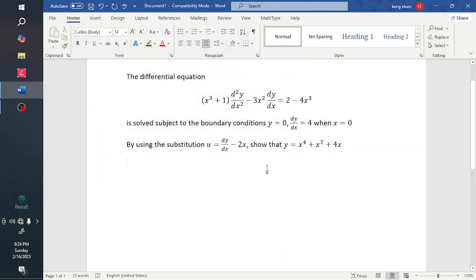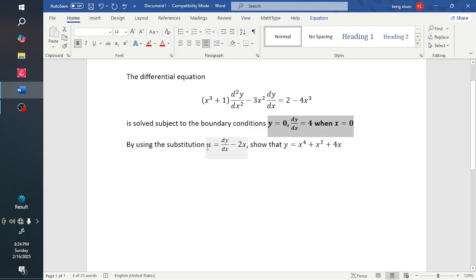Hello guys, so we have a question here on differential equations. The question reads: the differential equation (x cubed plus 1) d squared y on dx squared minus 3x squared dy by dx equal to 2 minus 4x cubed is solved subject to the boundary conditions y equal to 0, dy/dx equal to 4 when x equal to 0. So these are our boundary conditions.